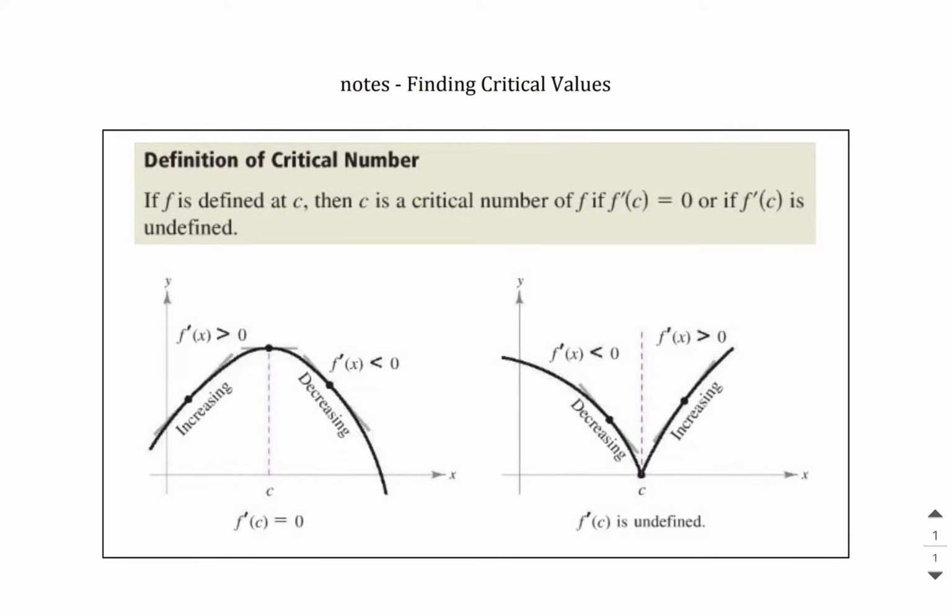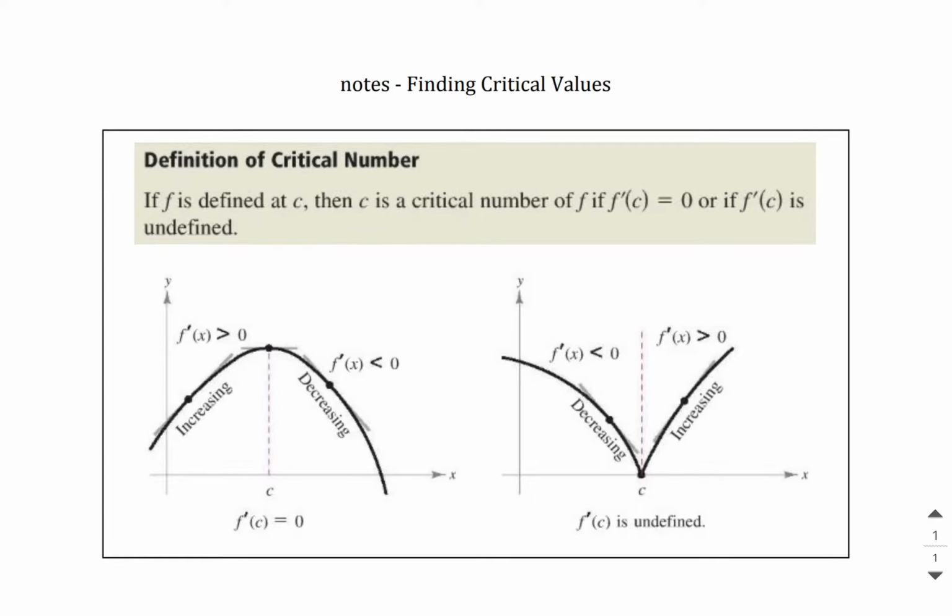All right, so today we're going to take a look at finding critical values, or sometimes called critical numbers. Critical values are when we take a derivative and set it equal to 0. The x value that you're getting is what we call our critical value, or again, critical number.